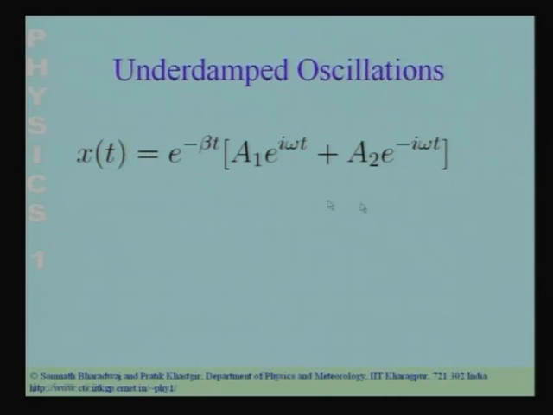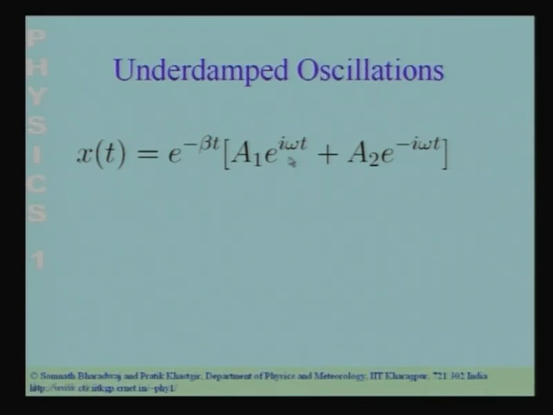Let us now spend a few minutes and understand the behavior of this solution. How do we expect this solution to behave with time? Let us first look at the terms in the square brackets over here, namely a1 e to the power i omega t plus a2 e to the power minus i omega t. If you look at these two terms, you will recollect that this represents the good old simple harmonic oscillator.